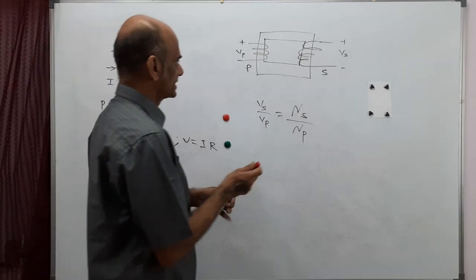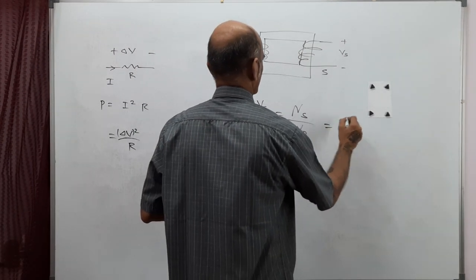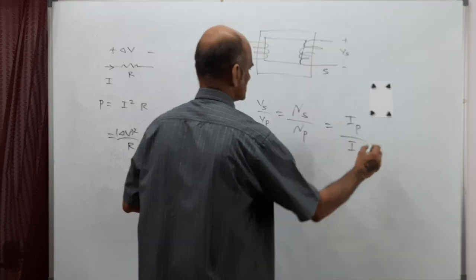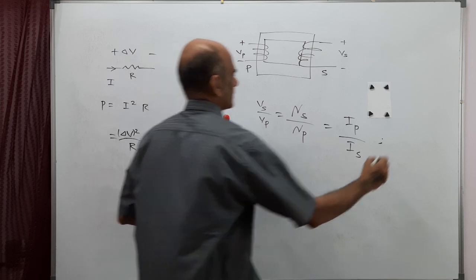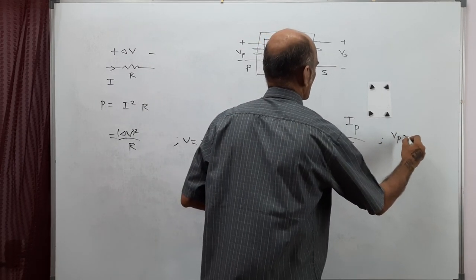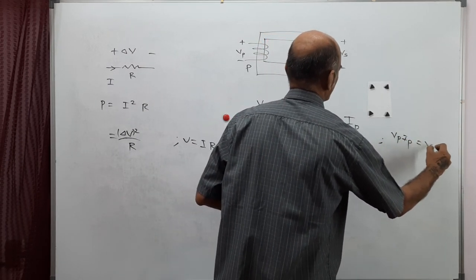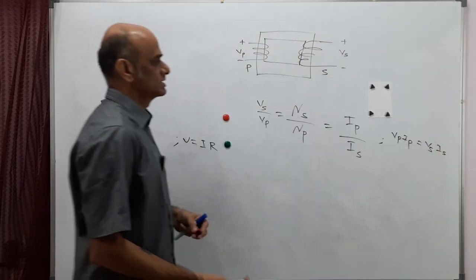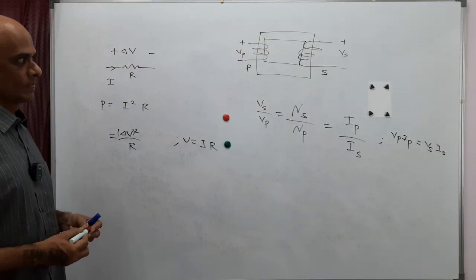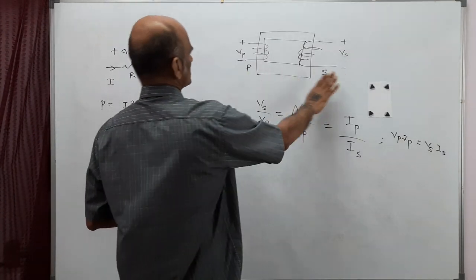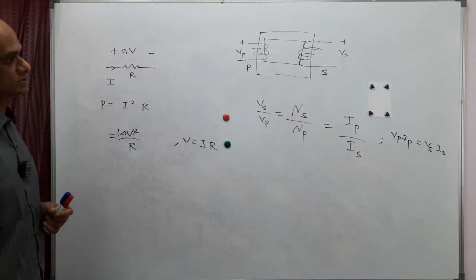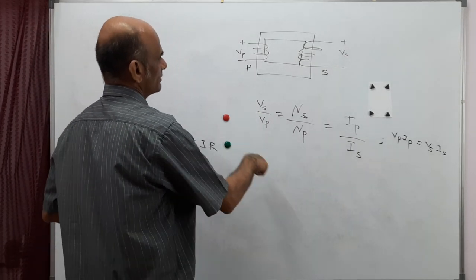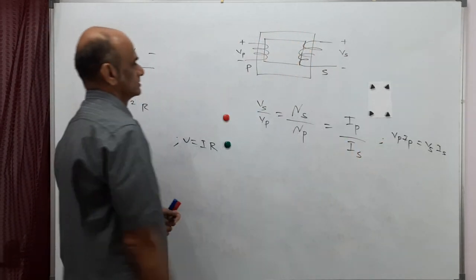And this can also be written as the current ratio, which will be the opposite, Ip by Is, because the input power, which is Vp Ip, should be equal to the output power, that's Vs Is. If the transformer is ideal, then there is no loss. If there is no loss, the power here will get transferred to the power on the output side. So using this, I can write Vs by Vp as Ip by Is.